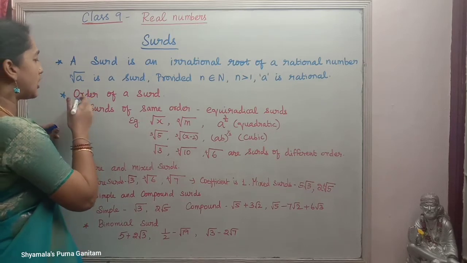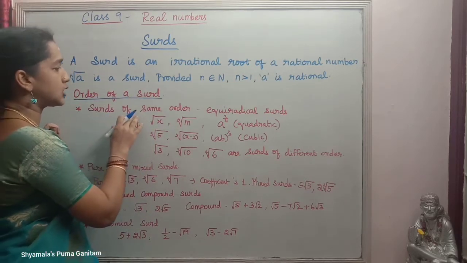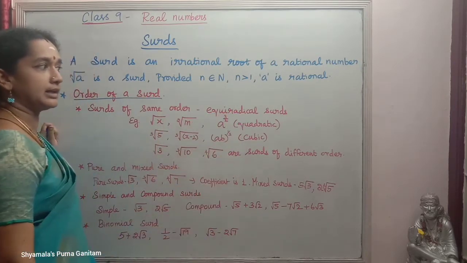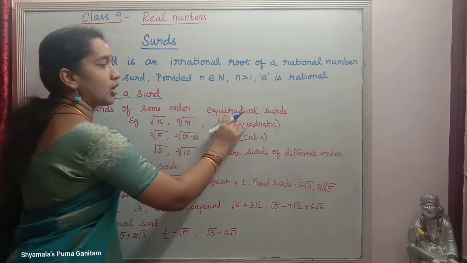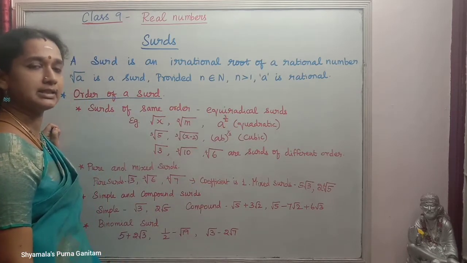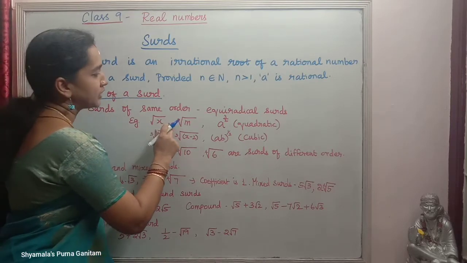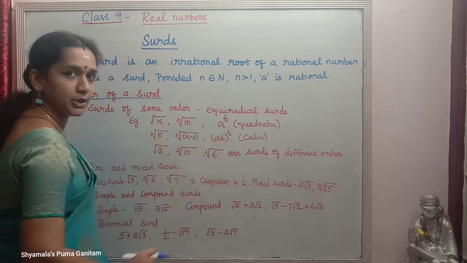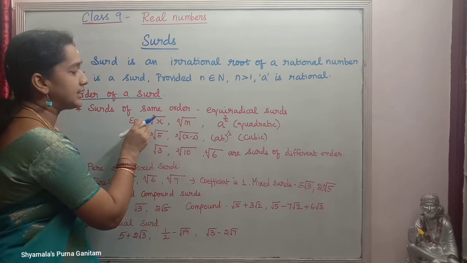That is order of a surd. Surds of the same order are called equiradical surds. For example, if we take root x, second root of m, a power 3 by 2, for all these things we will say this as order.